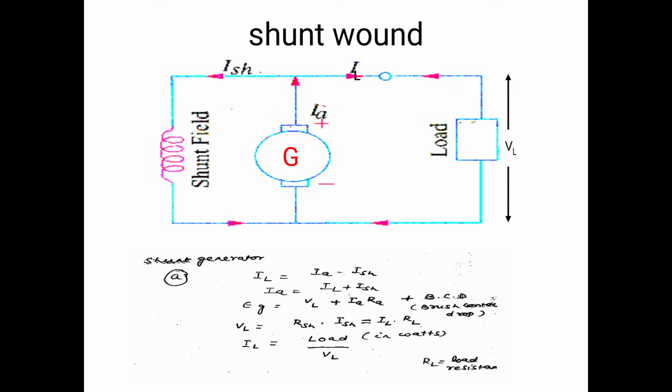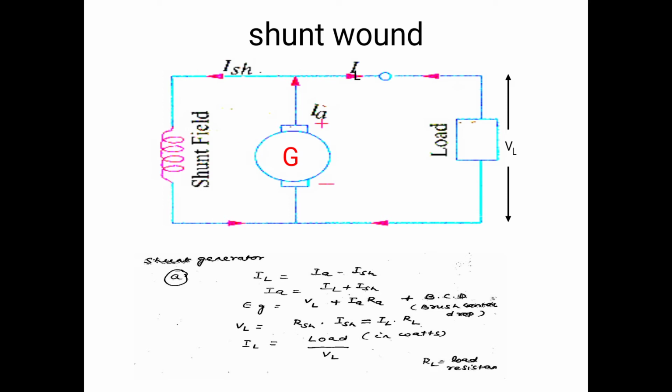In this case, first the current equation. The total current generated equals IA. This total current is divided into two parts: one part is IL, another part is ISH. So IA equals IL plus ISH, or IL equals IA minus ISH. This is the current equation.